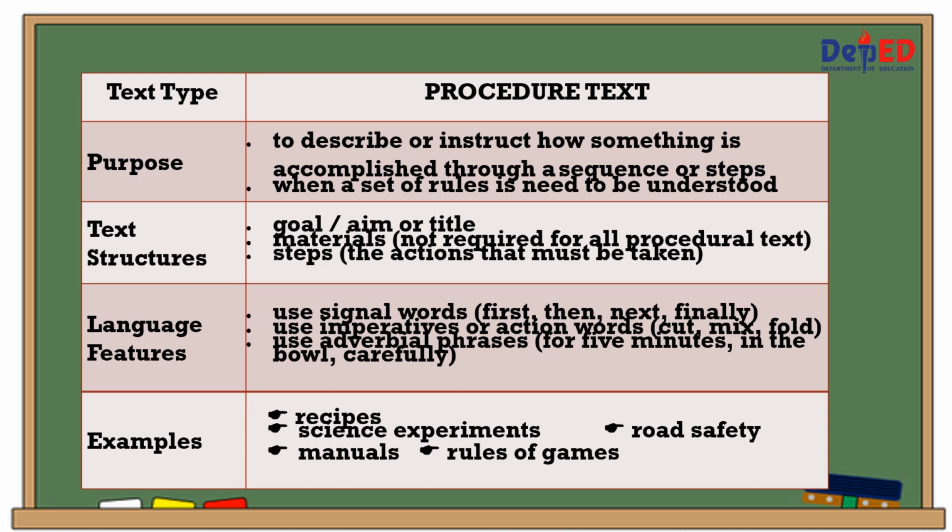Language features: use signal words such as first, then, next, finally. Use imperatives or action words, such as cut, mix, fold. Use adverbial phrases, such as for 5 minutes, in the bowl, carefully. Examples: recipes, science experiments, road safety, manuals, rules of a game.